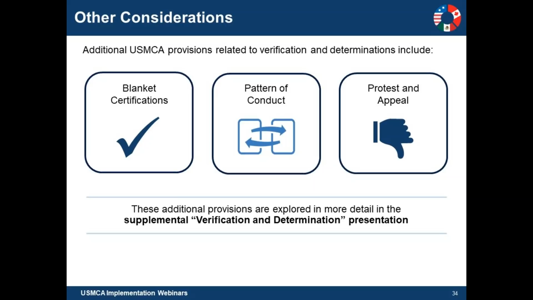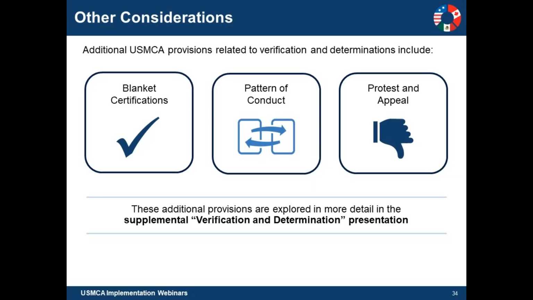Pattern of conduct. If CBP finds that an importer continues to claim preference on a good previously subject to a negative determination, CBP may deny preference on all identical goods imported by that importer until compliance with the rules of origin is established. And lastly, a protest and appeal provision. Importers may contest CBP's denial of preferential tariff treatment under USMCA by filing a protest within 180 days of liquidation.